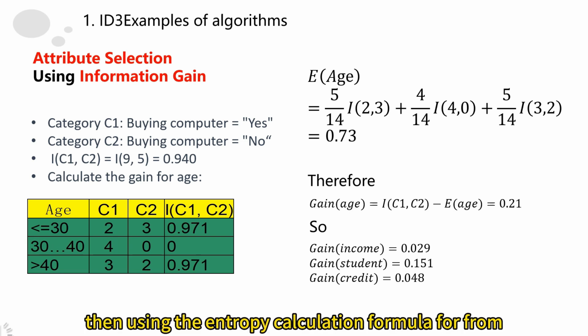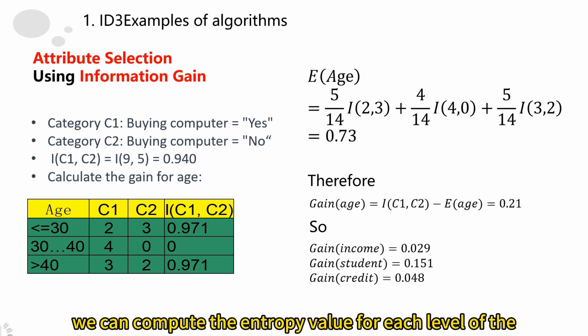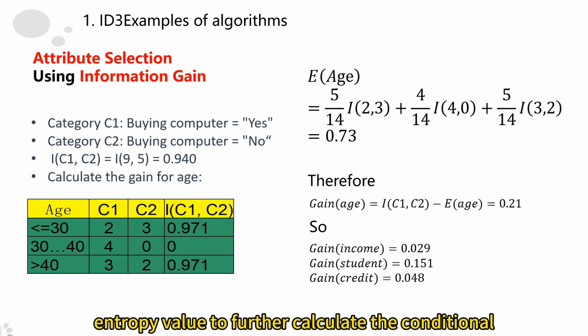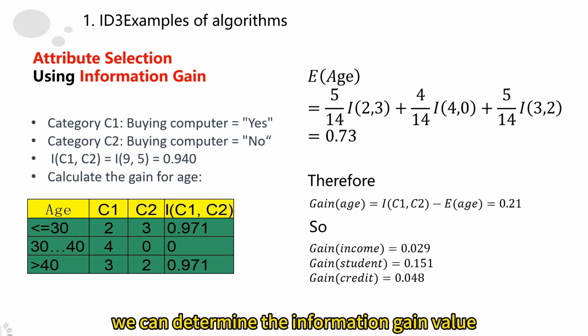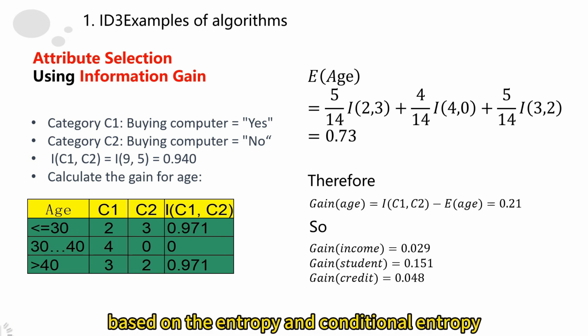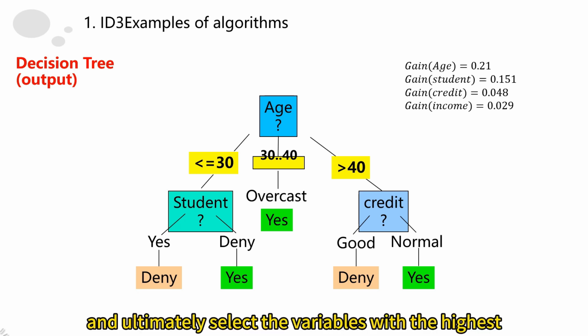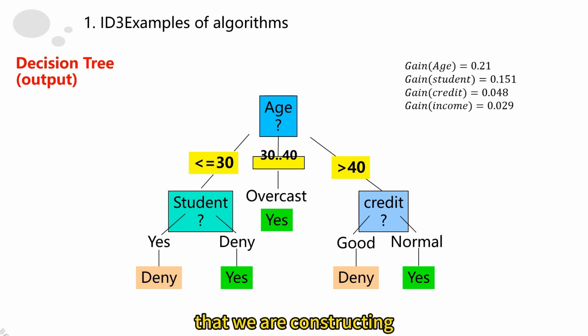Then, using the entropy calculation formula from information gain, we can compute the entropy value for each level of the feature. We use this entropy value to further calculate the conditional entropy. And from here, we can determine the information gain value based on the entropy and conditional entropy. We calculate the information gain for each variable in a step-by-step process, and ultimately select the variable with the highest information gain as the node to expand the decision tree that we are constructing.